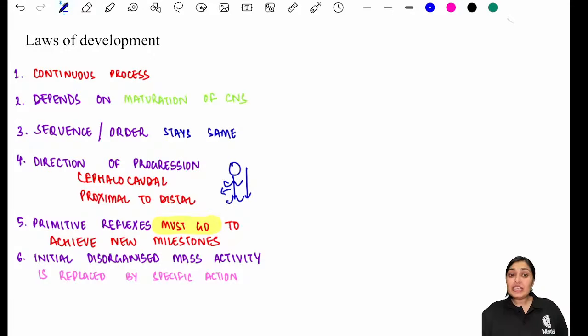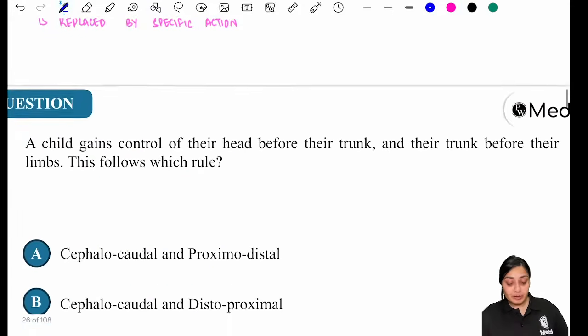And the last is that initial disorganized mass activity is replaced by specific action. Firstly, the child has bidextrous grasp, then unidextrous, then pincer grasp, then the child can hold objects, scribble, make beautiful diagrams. So the initial disorganized mass activity is now replaced by a specific action. So these are the laws of development. You should be very well versed in this, right? And this direction of progression is very important, because cephalocaudal, proximal to distal is development, whereas growth is cephalocaudal, distal to proximal, right? So it's very important that you remember these laws of growth and development.